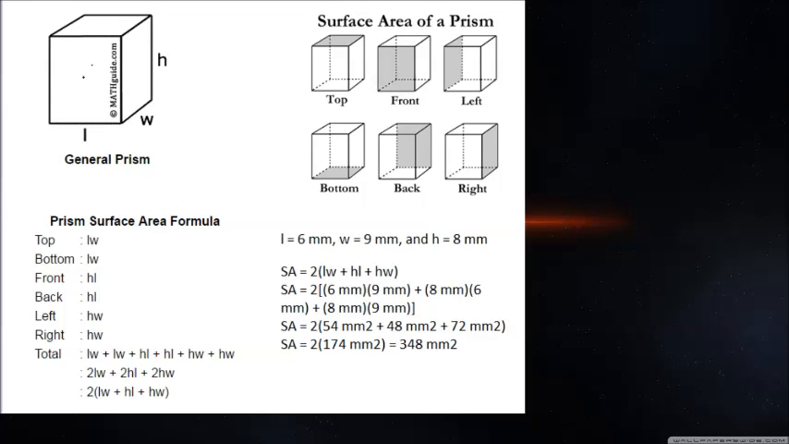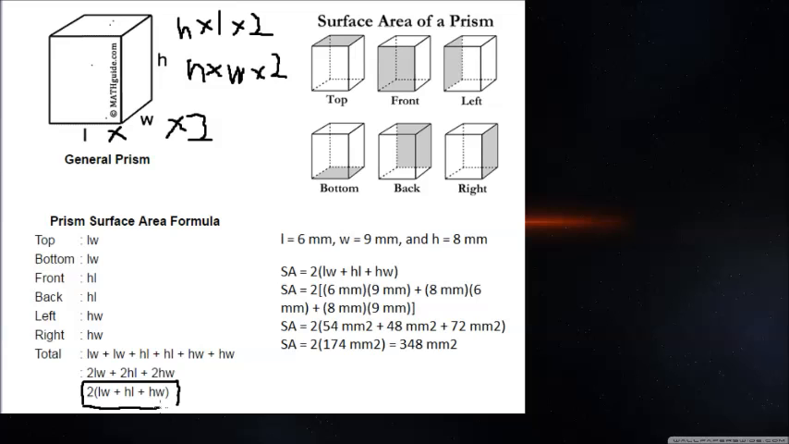So how to calculate it? It's easy. Length times width times 2, because we got 2 surfaces at the top and the bottom. So for the front and back, height times length times 2, because we got 2 surfaces again, front and back. And for the left and right, the formula is height times width times 2 again, because we got 2 surfaces. That's why we simplify, we can get this formula. Well, this is the easy part.